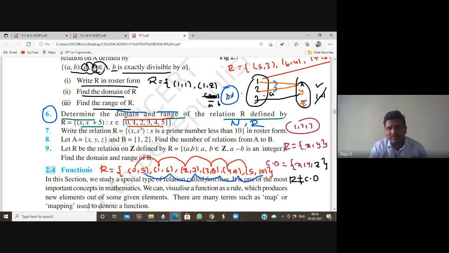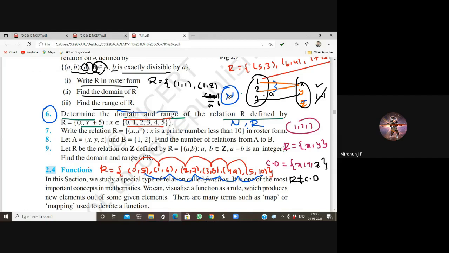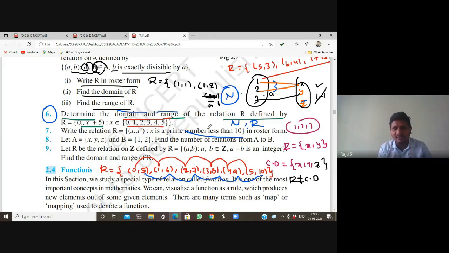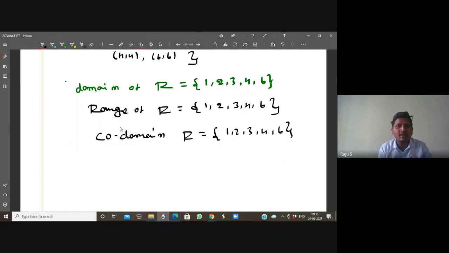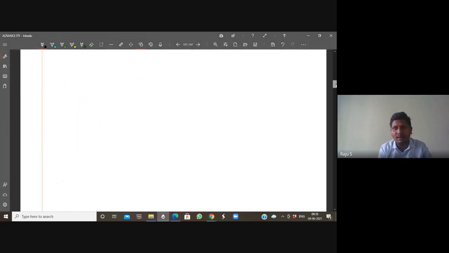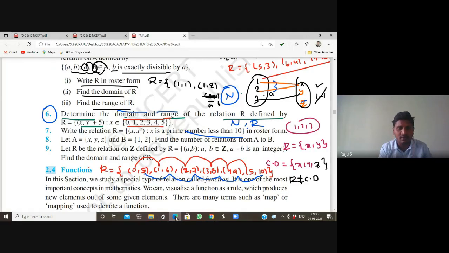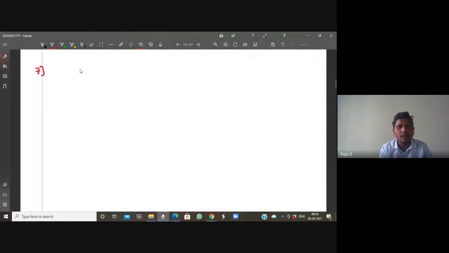Write it fast, in roster form. First, x is a prime number less than 7. First, you should write all the prime numbers less than 7. Okay, what is the question? Number 7. x is equal to 2, 3, 5, 7. That's it. These are the prime numbers less than 7.